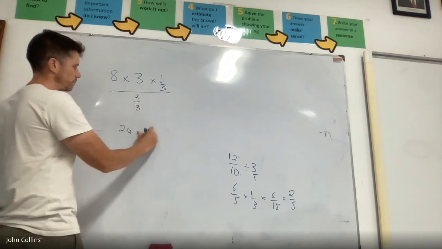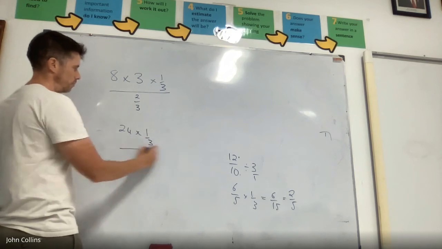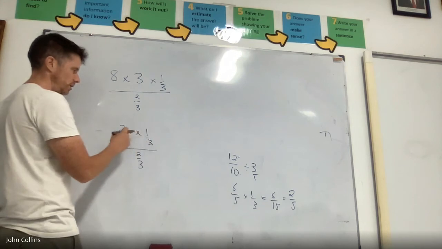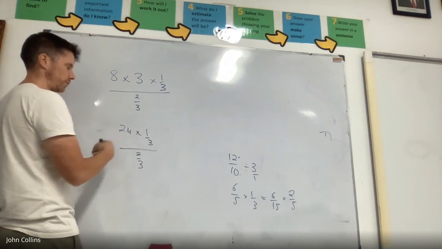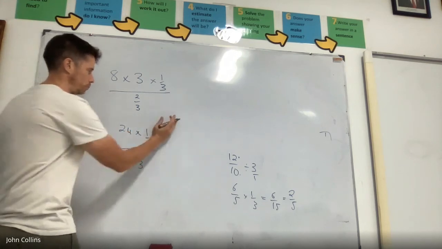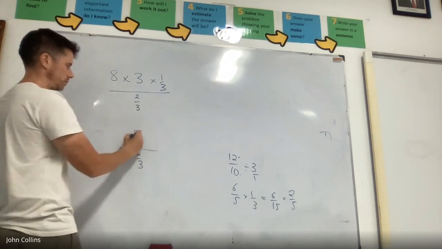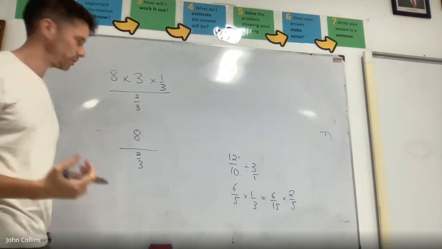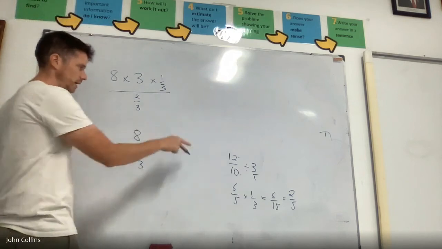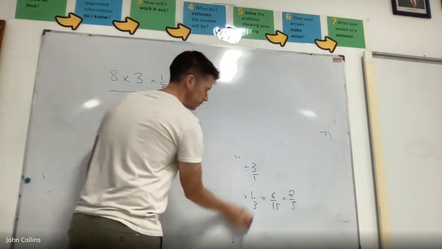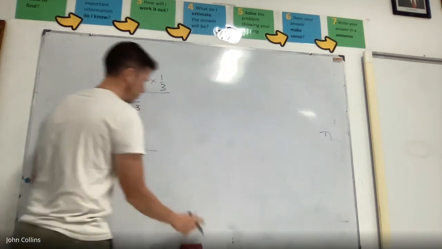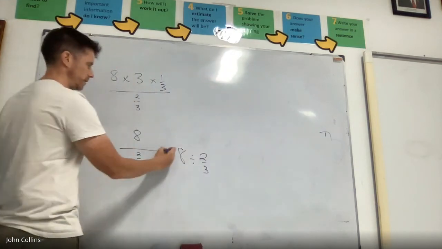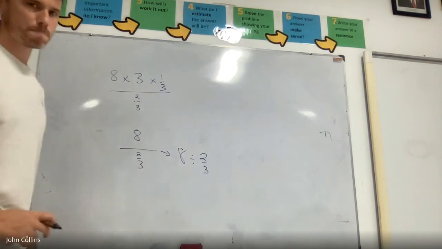24 multiplied by 1/3 over 2/3. And that will give then 24 divided by 3. 24/3 is 8. So we end up with 8 over 2/3, 8 divided by 2/3. So let's rewrite that in the kind of form we were using over here. 8 divided by 2/3. So I've rewritten that line the same.